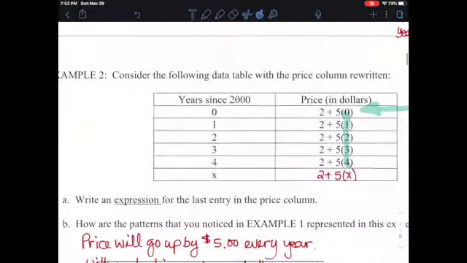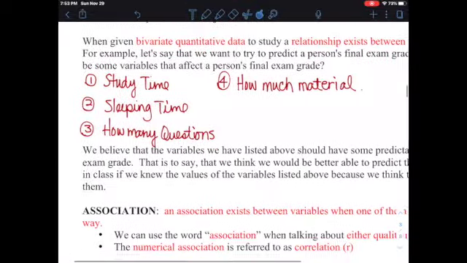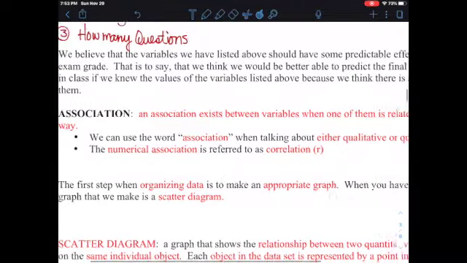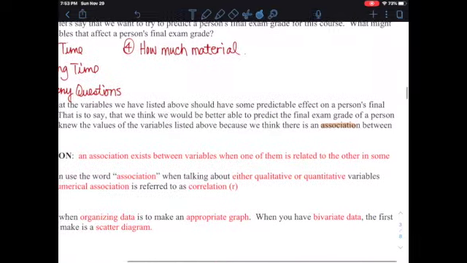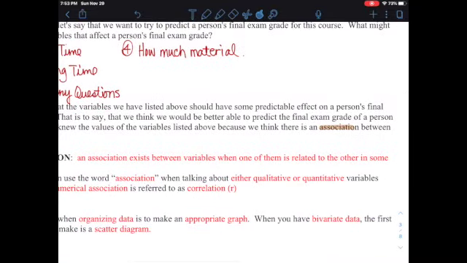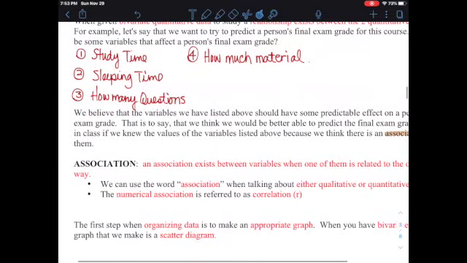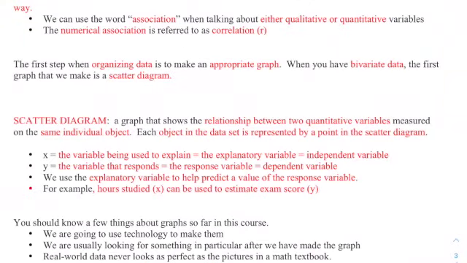All right, so going back to look at it right here. The first step when organizing data is to make an appropriate graph when you have bivariate data. The first graph we make is a scatter diagram, or we call it a scatter plot. In the scatter diagram, a graph shows the relationship between two quantitative variables measured on the same individual object. Each object in the data set is represented by a point in the scatter diagram.